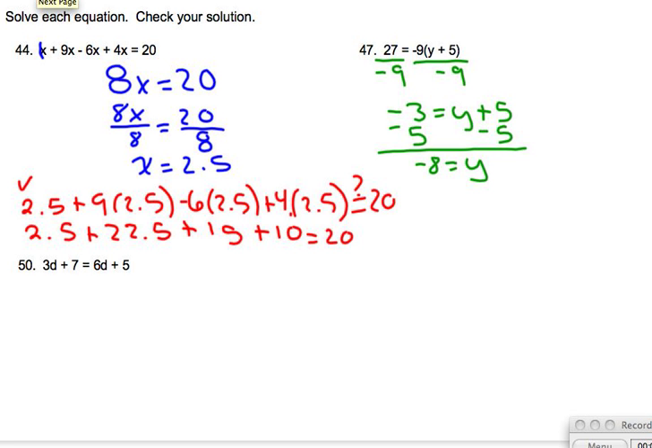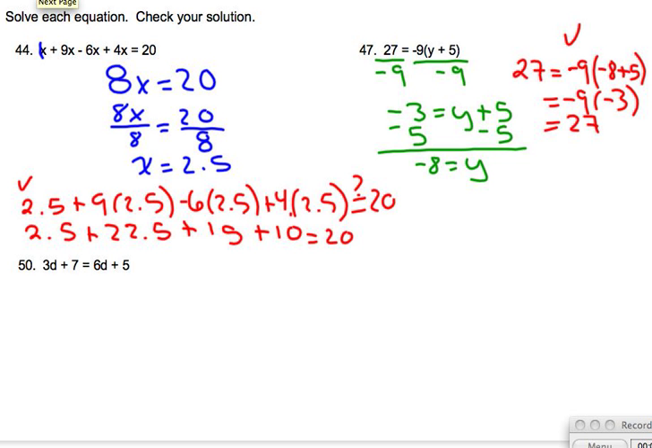And then again, go and do a check for it. Does 27 equal negative 9 times the quantity negative 8 plus 5? Well, when I take a negative 8 plus 5, I get a negative 3. Multiply that by negative 9, I get 27. And yeah, 27 does equal 27.